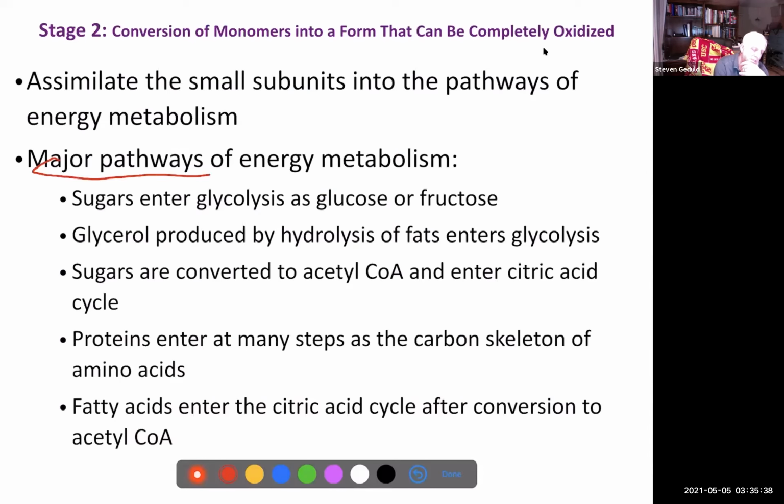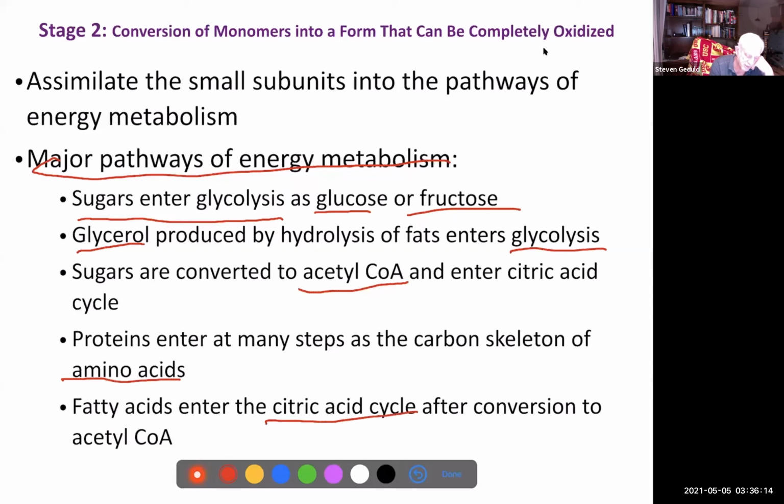So you have major pathways of energy metabolism. So sugar enters glycolysis as glucose or fructose. Glycerol, okay, produced by the hydrolysis of fatty acids, enters glycolysis. Okay, once you break down fatty acids. Sugars are converted to acetyl coenzyme A and enter the citric acid cycle. Proteins enter many steps of it. Okay. And you have the carbon skeleton of your amino acids. And then fatty acids enter the citric acid cycle after conversion to acetyl coenzyme A, just like sugars.